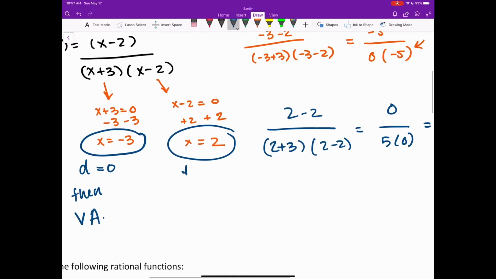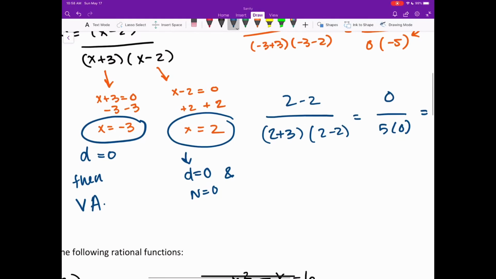asymptote. So since we have the denominator equal to 0 and the numerator is equal to 0, when I plug in the value of x equals 2, that means that we're going to have a hole in our graph at the value x equals 2.